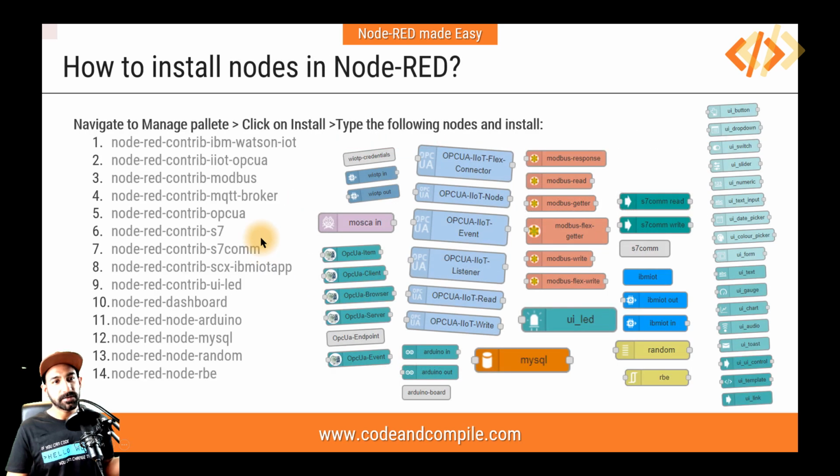And now in the next video, I will show you how to install nodes in Node-RED. There are many nodes which we have to use, and these nodes don't come with the installation of Node-RED. You have to install them separately. So I have recommended several nodes here. For example, for IoT, for Modbus, for MQTT, for Siemens, for Arduino, for MySQL. And so we will see how to install these nodes in the next video.